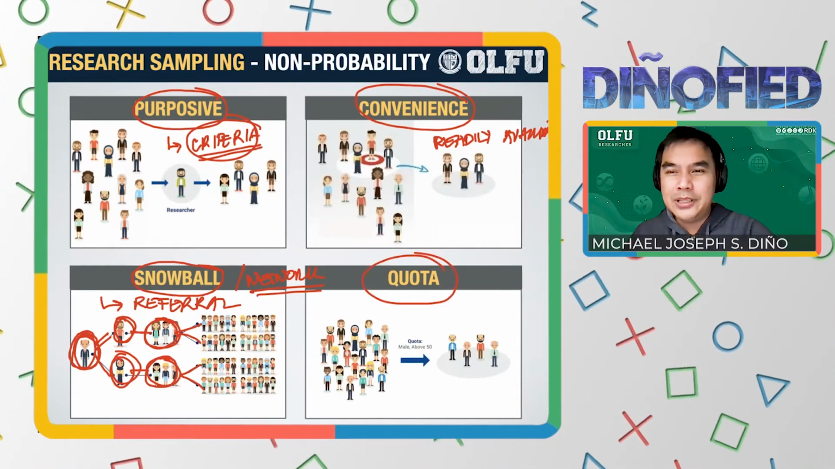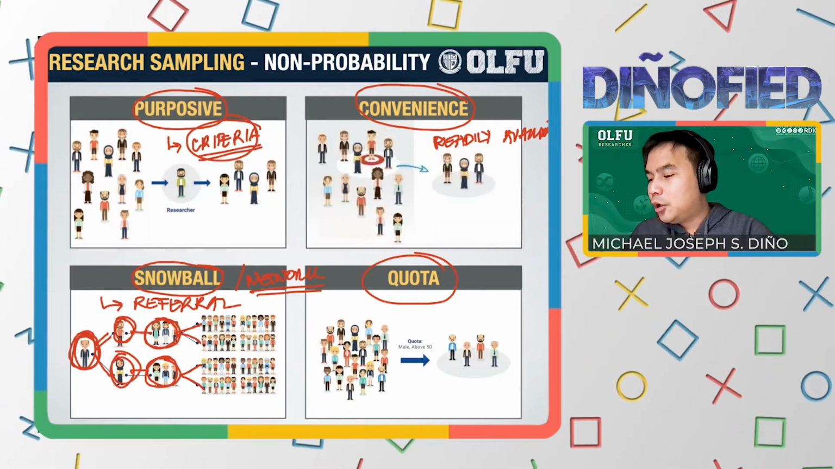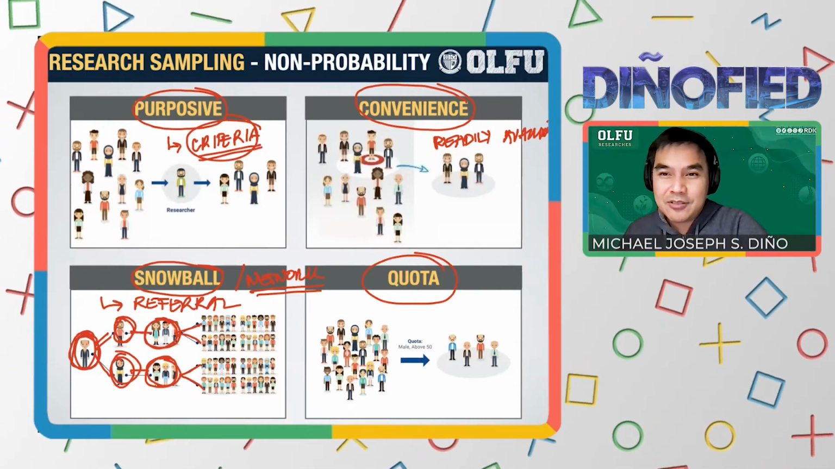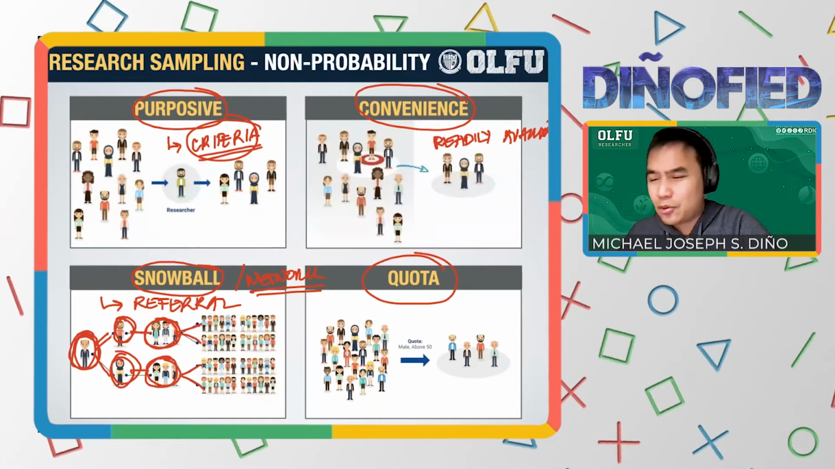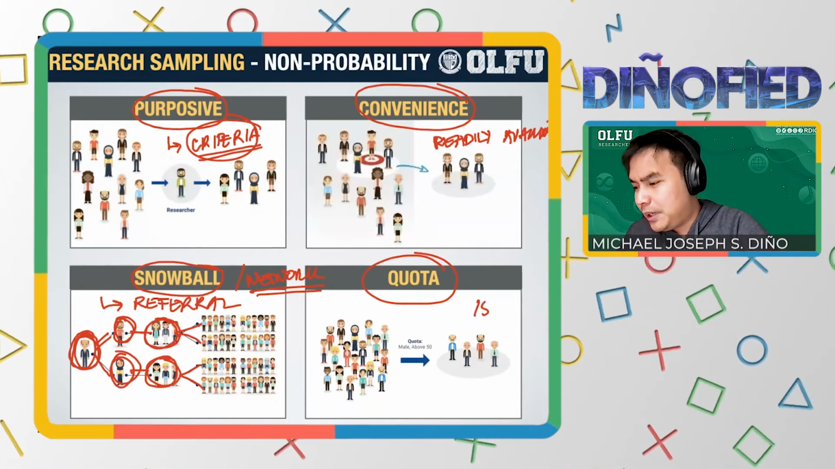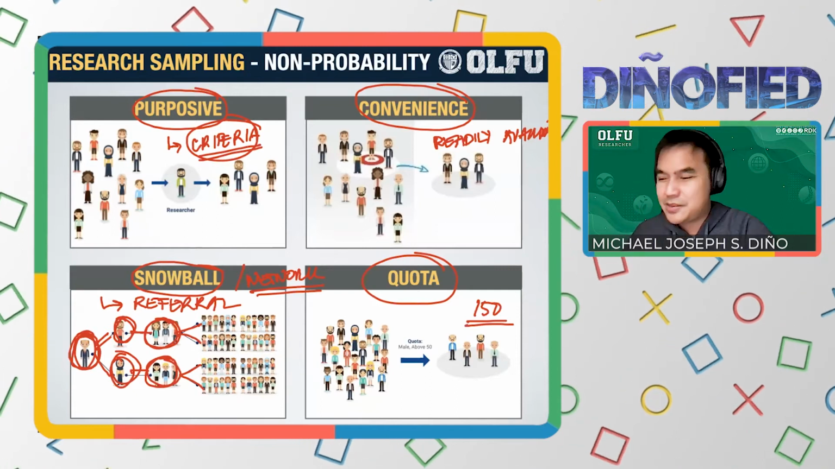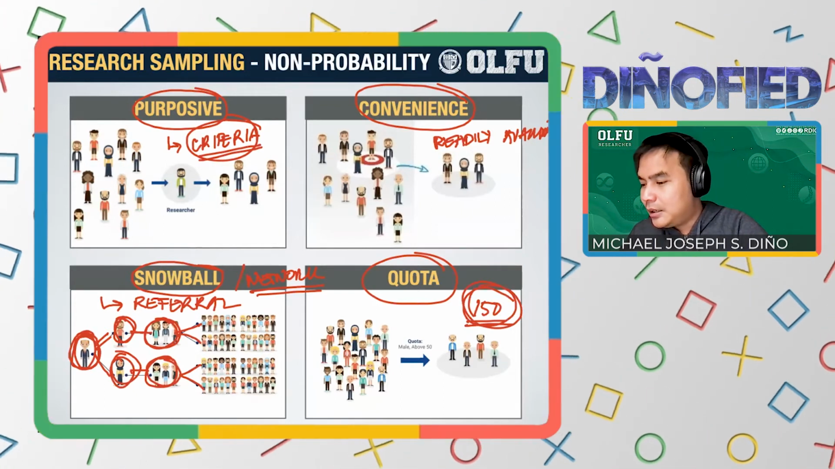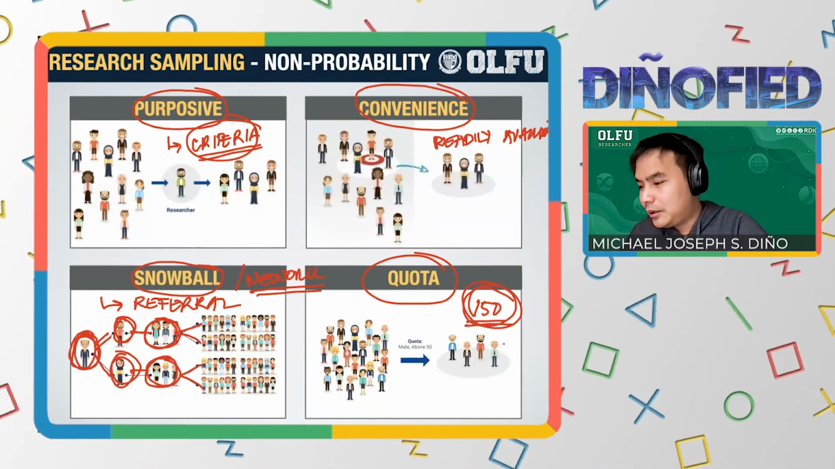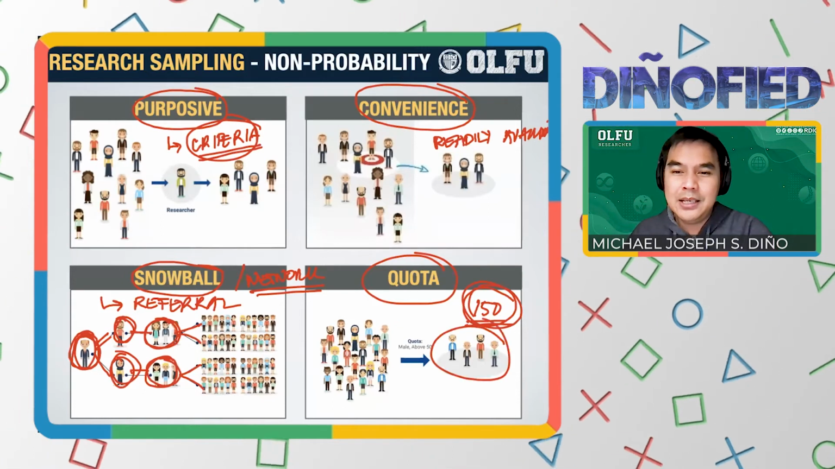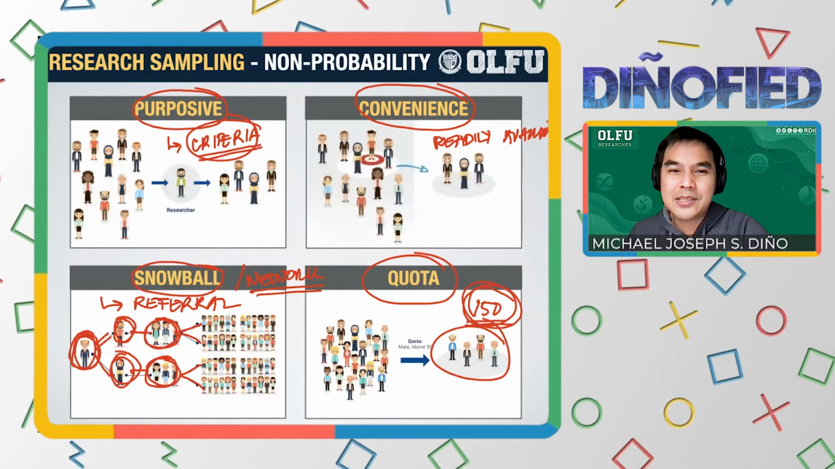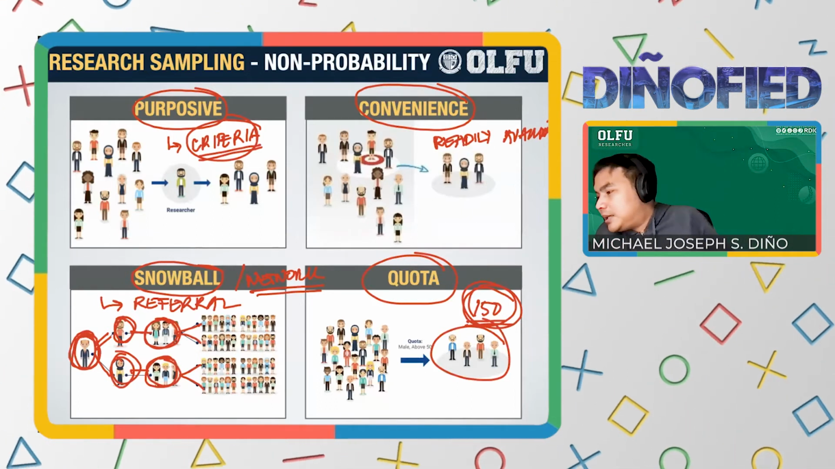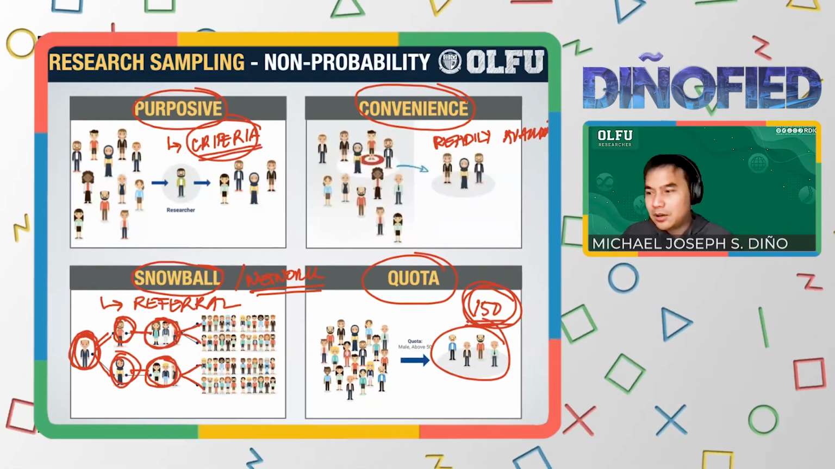And another would be quota sampling. So for example, I'm going to set a number of respondents in your research. Sa grupo nyo, dapat meron kayo minimum of 150 respondents. So from that quota, you're going to meet that. You're going to identify 150 participants in your study. Okay? So based on quota, you fill the number of participants.